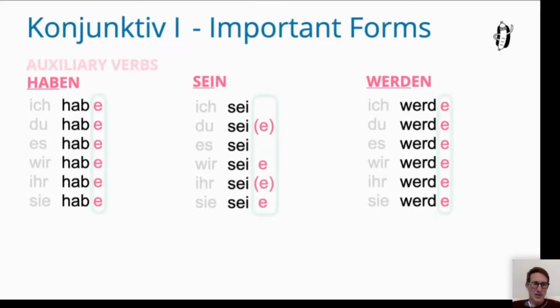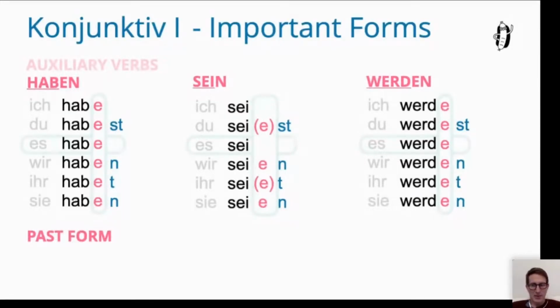So the first and the third person don't get an ending, and the one in parentheses you can leave away, but you can also use them. And you put the endings there, and you see no extra ending for the first and third person. And this is the form you need, the third person.